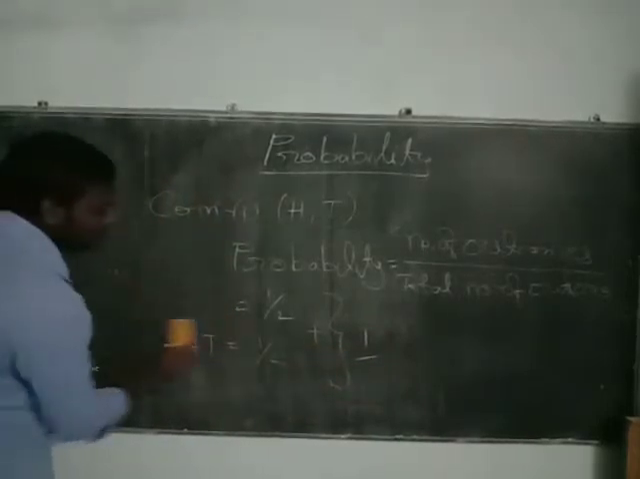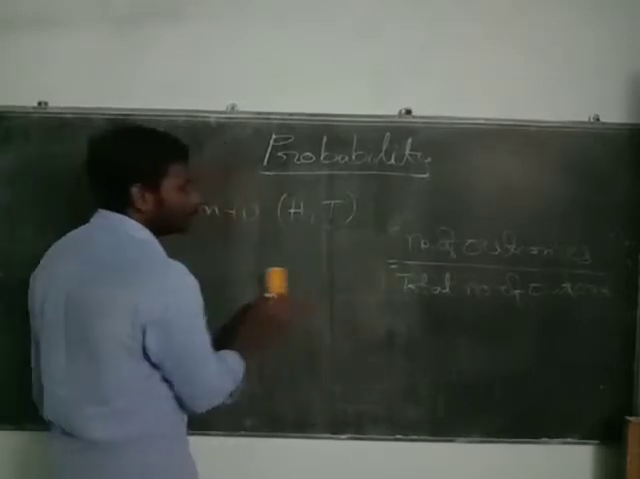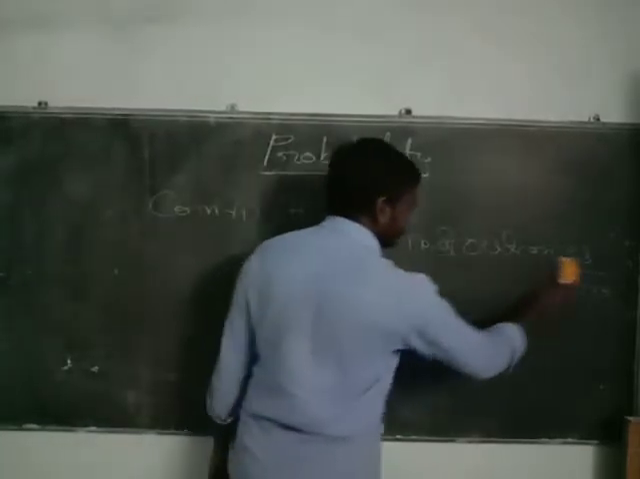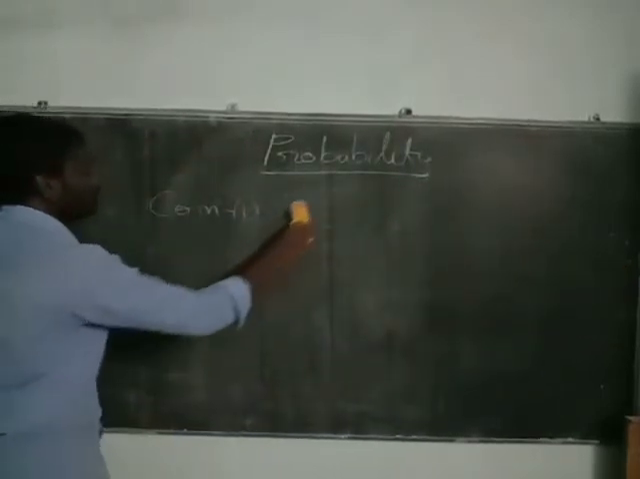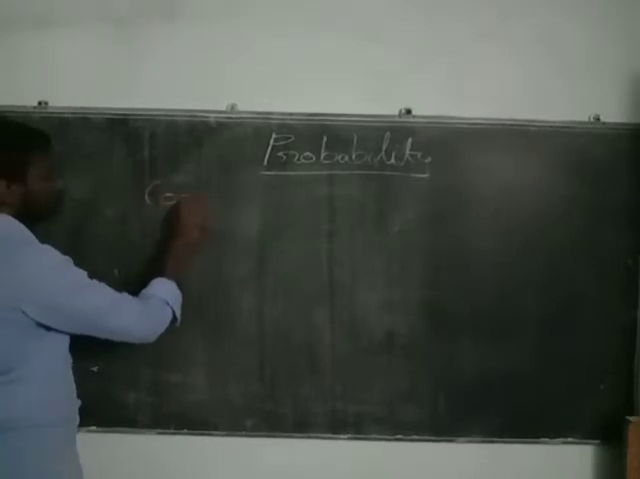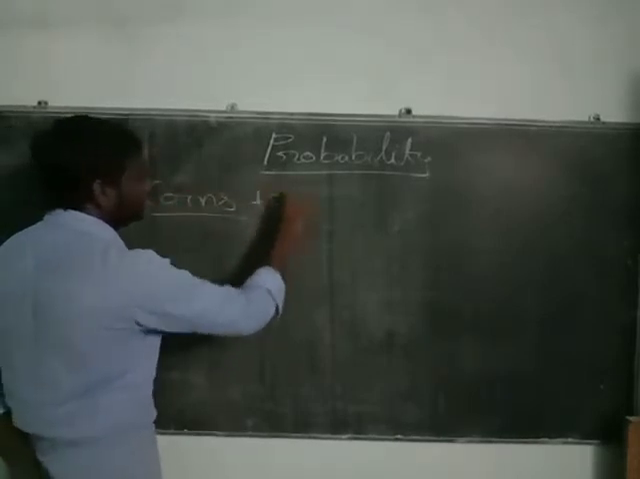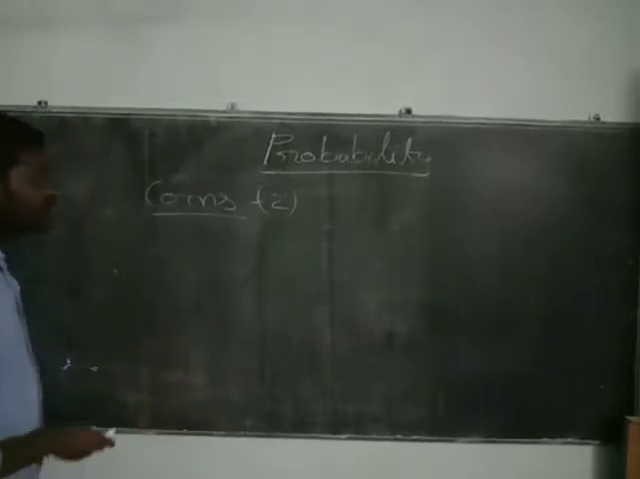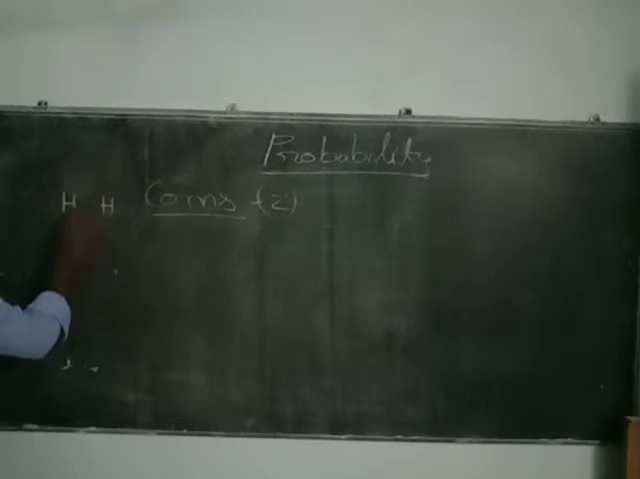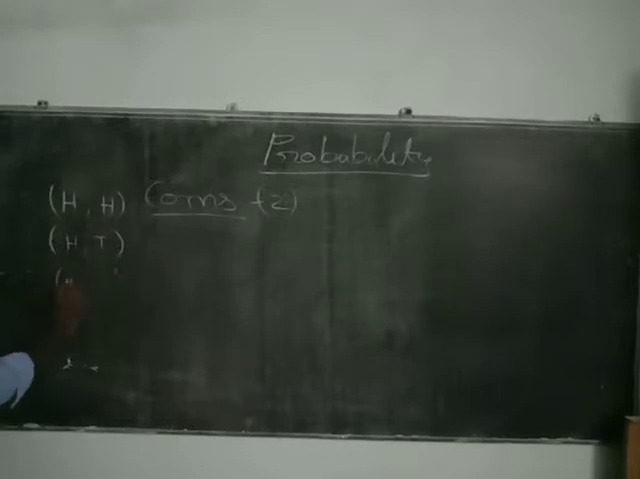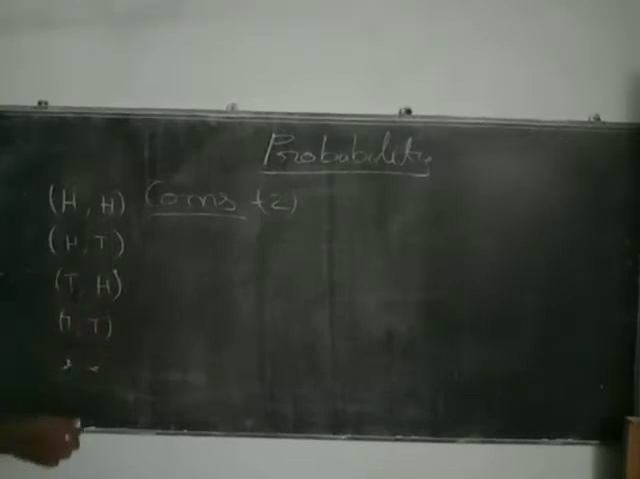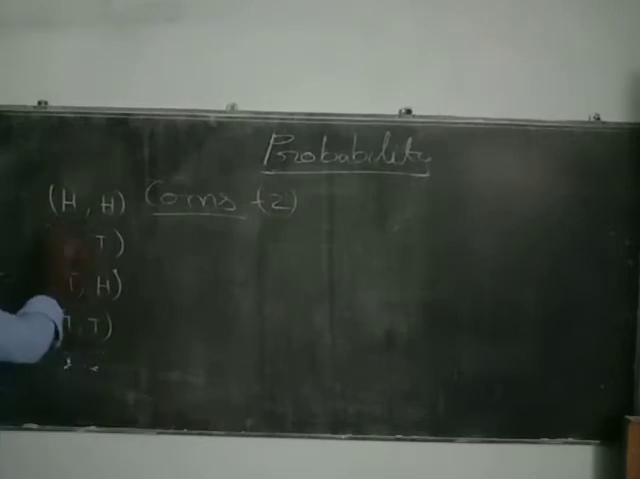Now, remember this formula: probability is equal to number of outcomes divided by total number of outcomes. Now, let me go with 2 coins. I have 2 coins now. What are the possible types of outcomes? I can get head on both coins, or the first one goes with head and the second one goes with tail, third one tail and head, fourth one tail and tail. So when I toss two coins, I am getting 4 types of total outcomes: head and head, head and tail, tail and head, and tail and tail. Right.